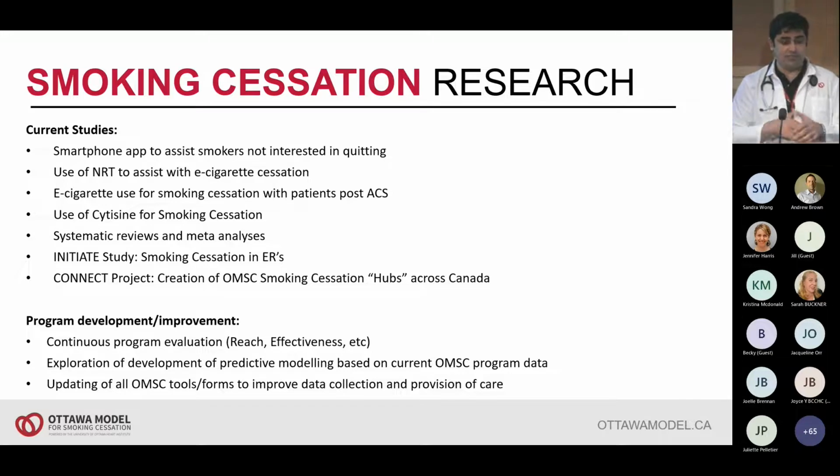Exploration on the development of predictive modeling. We have decades' worth of data, and we want to come up with predictive modeling, working with our colleagues in AI and ML, machine learning, to look at whether we can predict who will smoke, who will stop smoking, and who won't, and maybe associate certain resources to those individuals. At the same time, who may relapse and who may not, and whether we can attribute some additional resources to them. So we've got some interesting work in large databases, and then of course updating all of our OMSC tools and forms to improve data collection, point of care delivery, and provision of care.